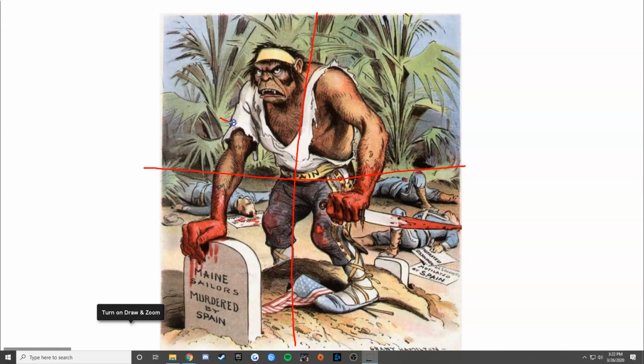Obviously here, he's a brute, right? He's not human. He's inhuman. That's easier to go to war with inhumans, right? People who are not human, it's easy to go to war with them.